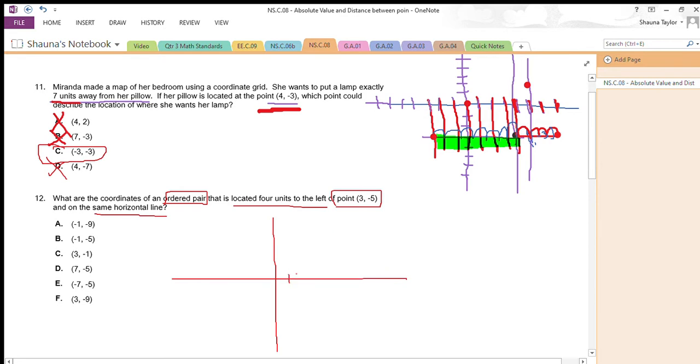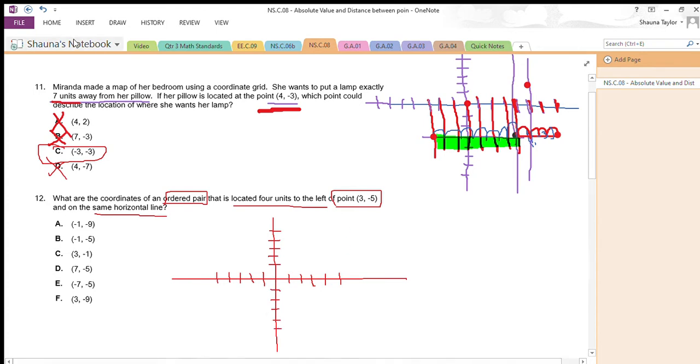So I'm going to go 1, 2, 3, 4, 5, and so on, marking off the units along each axis.